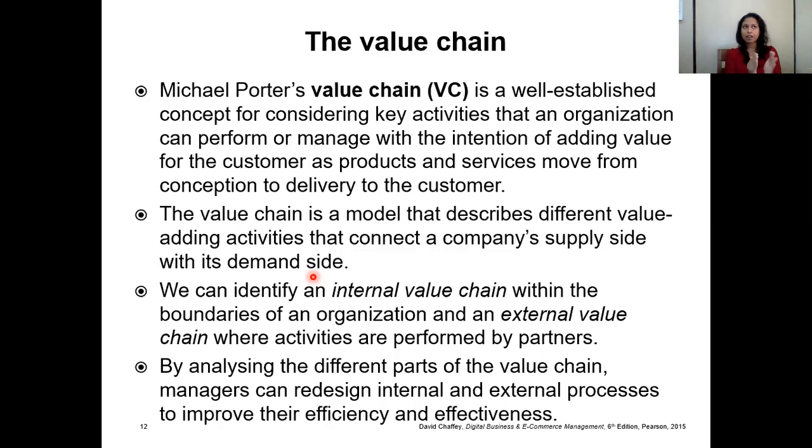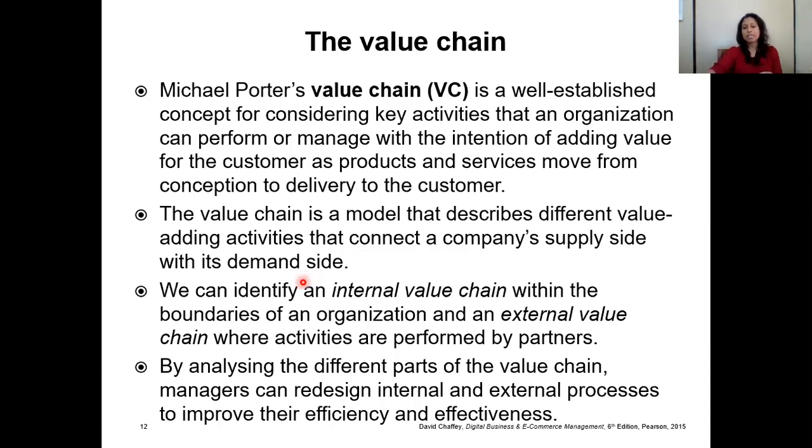So in this value chain model, you have several activities divided as primary and support activities, and at each of these stages, value can be added to your production process, to your service delivery, or to your customers, right? So value can be added at each and any of these stages, right? So how these different value adding activities connect a company's supply end as well as the demand end is being described further by this value chain model, right?